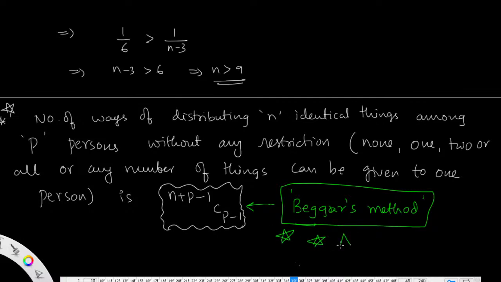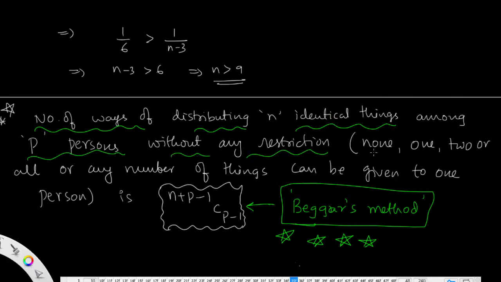One question in the mains questions, very important. The formula is the number of ways of distributing n identical things among p persons without any restriction. They may be given none, 1, 2 or all, any number of things can be given to one person. That is the formula n plus p minus 1 C p minus 1. This is the beggar's method formula. Okay.